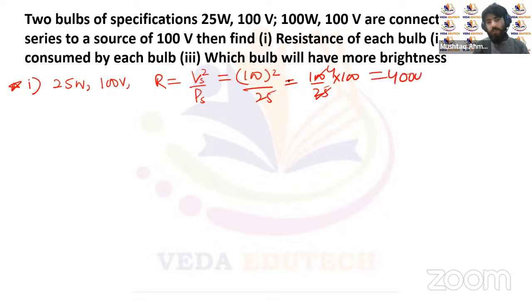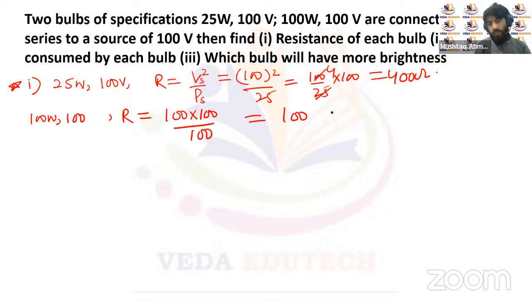So the resistance for this 25 watt bulb will be 400 ohm, and similarly for the 100 watt bulb, the resistance will be 100 multiplied by 100 upon 100, that's equal to 100 ohms. So the resistance is 400 ohm for the first bulb and 100 ohm for the second bulb. So this is part first.